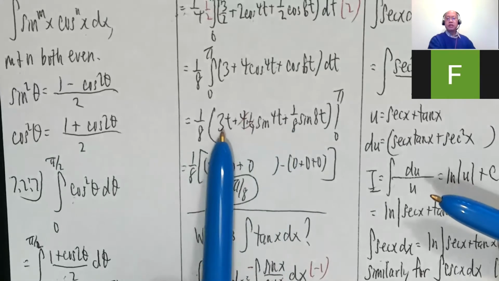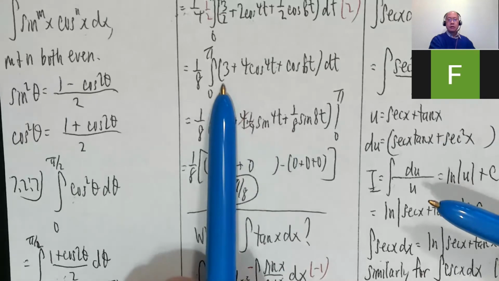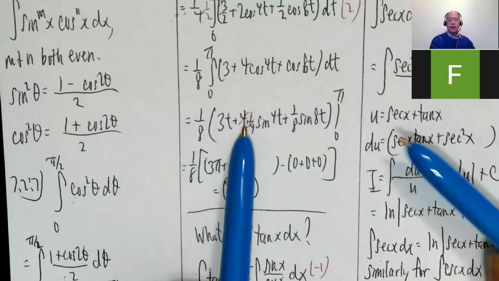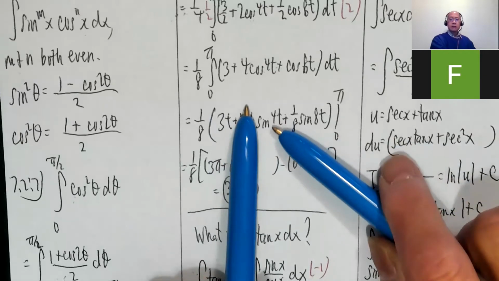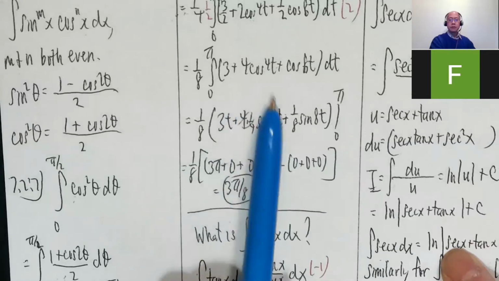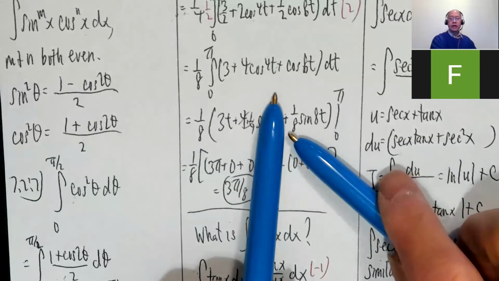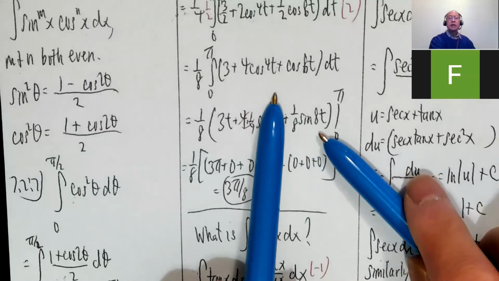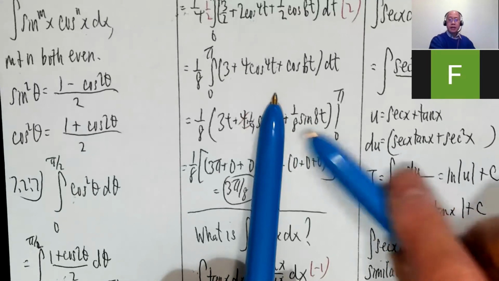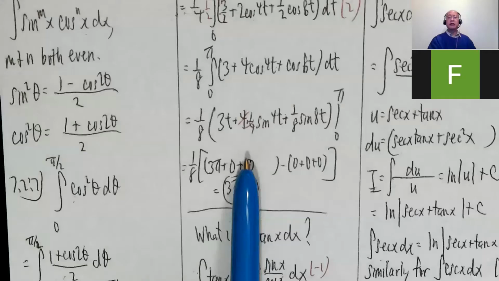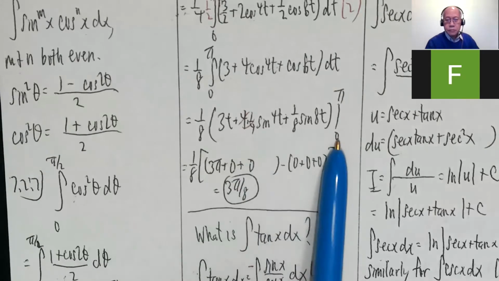Again, double check by differentiation. What's the derivative of 3t? 3. What's the derivative of sine 4t? These cancel out, right? Derivative of sine 4t is cosine 4t times 4. Derivative of 1/8 sine of 8t is 1/8 cosine 8t times 8. And that 8 cancels that out, and it works. Okay. Remember, you can always double check your integration by differentiation.